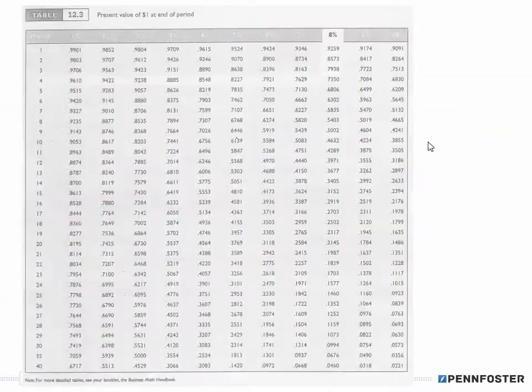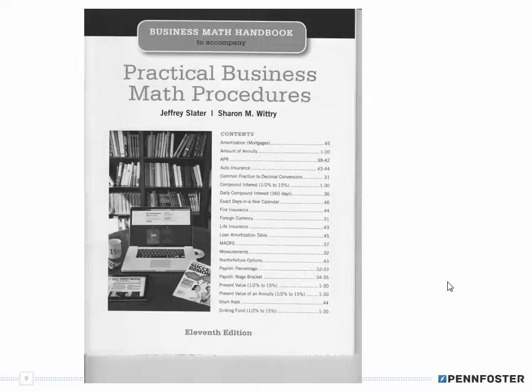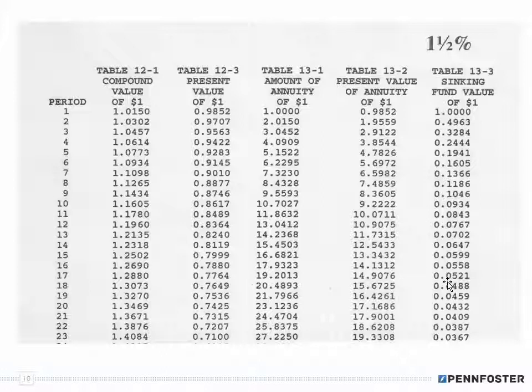So for the present value factor used, we can do this in one of two ways. We can jump up to the present value table that's in the textbook. Here's 1.5% for 16 periods, and that gives us a factor of 0.7880. So let me write that in here. That's 0.7880.